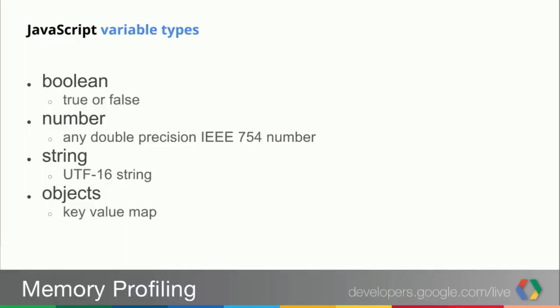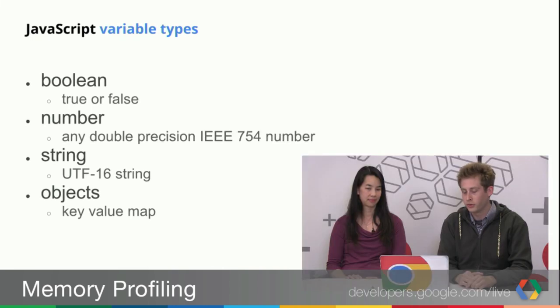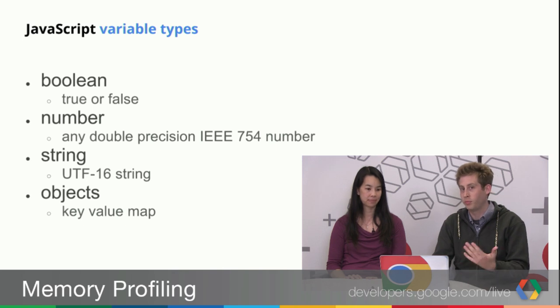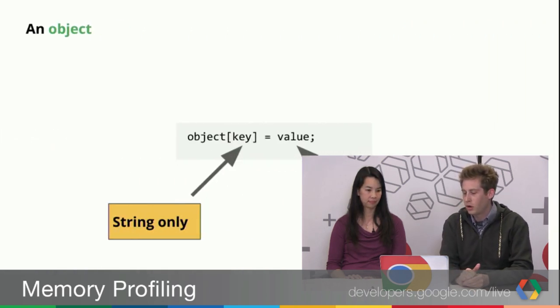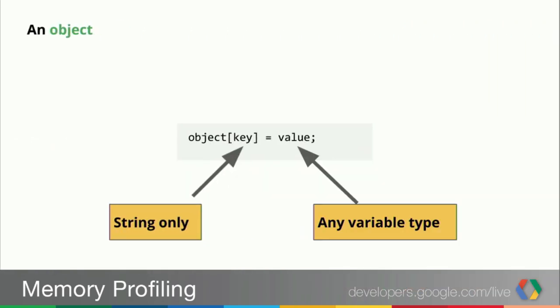So in JavaScript, variables can be of four primary types. The Boolean type, which just has true or false canonical values. The number type, which is any double precision floating point number. A string, which is a UTF-16 encoded character array, or an object, which is a key value map. For those of you familiar with JavaScript, this is very basic stuff, but we're just going to start from scratch and build up. So objects are built around a key value mapping.